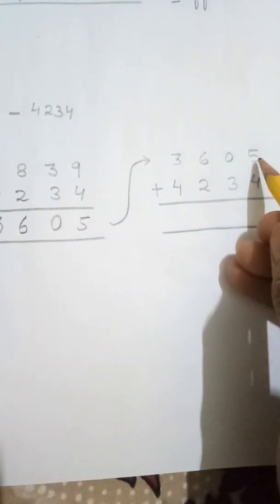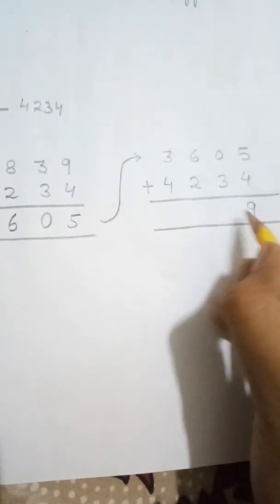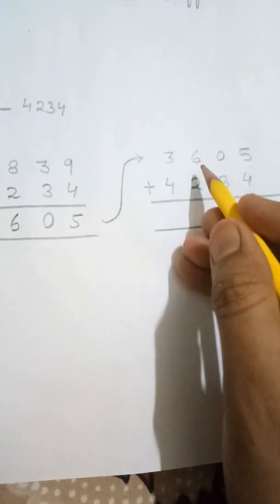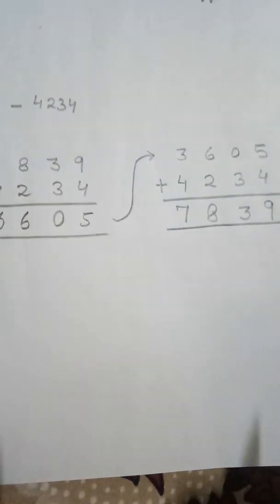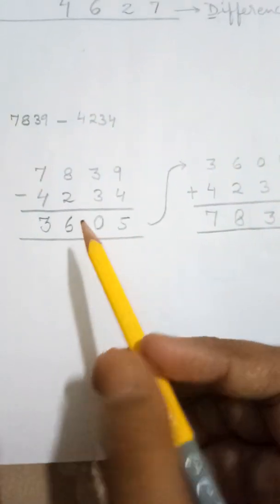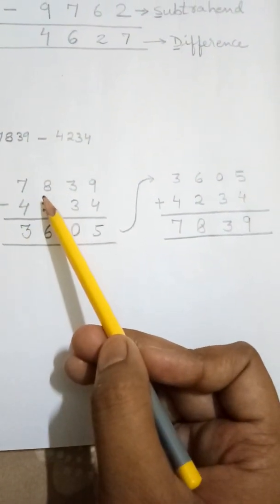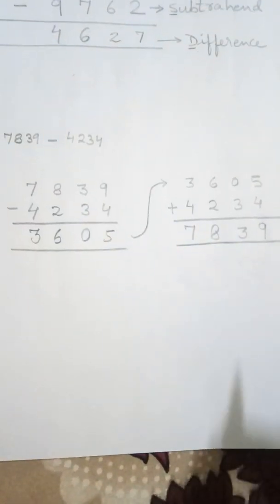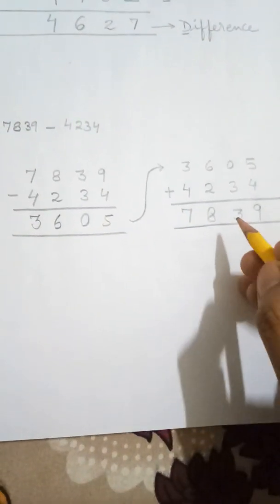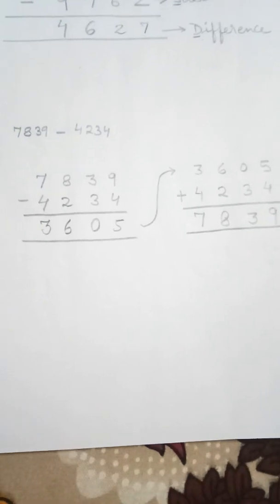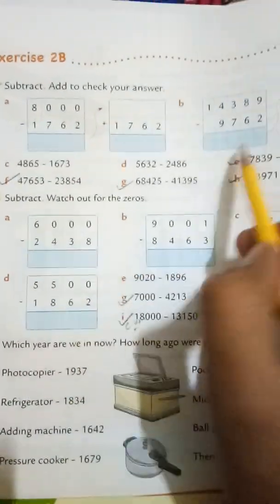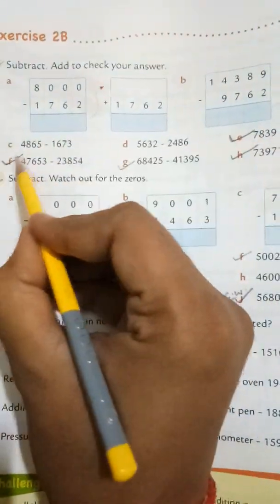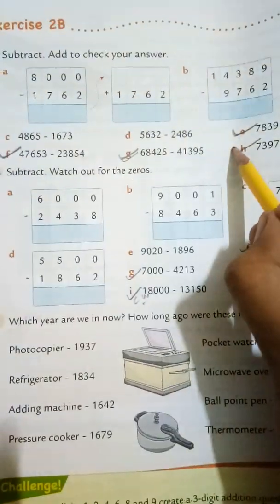your subtraction is correct. So 5 plus 4 is 9, 0 plus 3 is 3, 6 plus 2 is 8 and 3 plus 4 is 7. 7,839, and here also you can see it is 7,839. So we can say that our answer is correct. Very same way you are going to solve exercise 2B question number E, F, G and H.